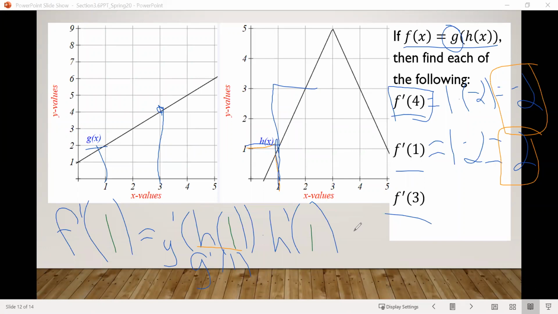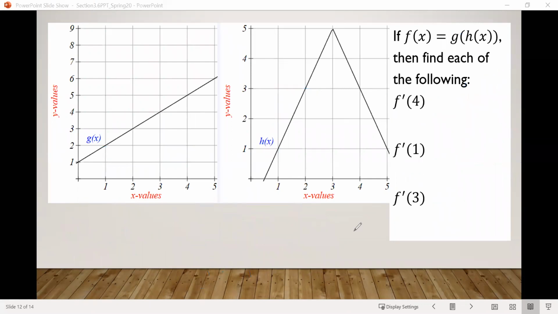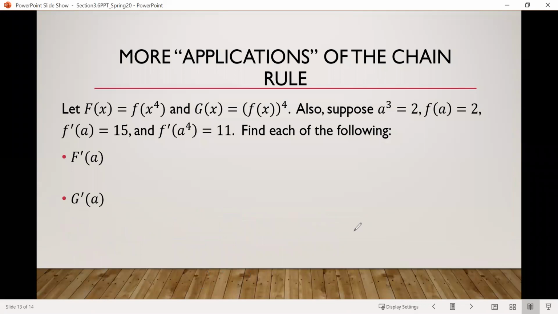Good stuff, right? Okay, I'm going to leave it to you guys to find f prime of 3. And I'll tell you right now, I believe that one comes out to be D and E. So I'll leave it to you to figure out why that is. Okay, let's do a little bit more of a theoretical version of this.